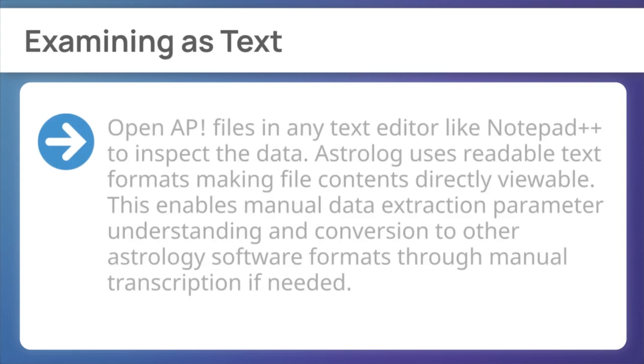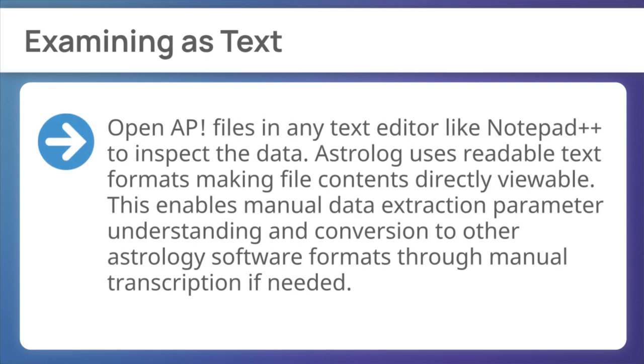Next, examining as text. Open AP files in any text editor like Notepad++ to inspect the data. Astrolog uses readable text formats, making file contents directly viewable. This enables manual data extraction, parameter understanding, and conversion to other astrology software formats through manual transcription if needed.